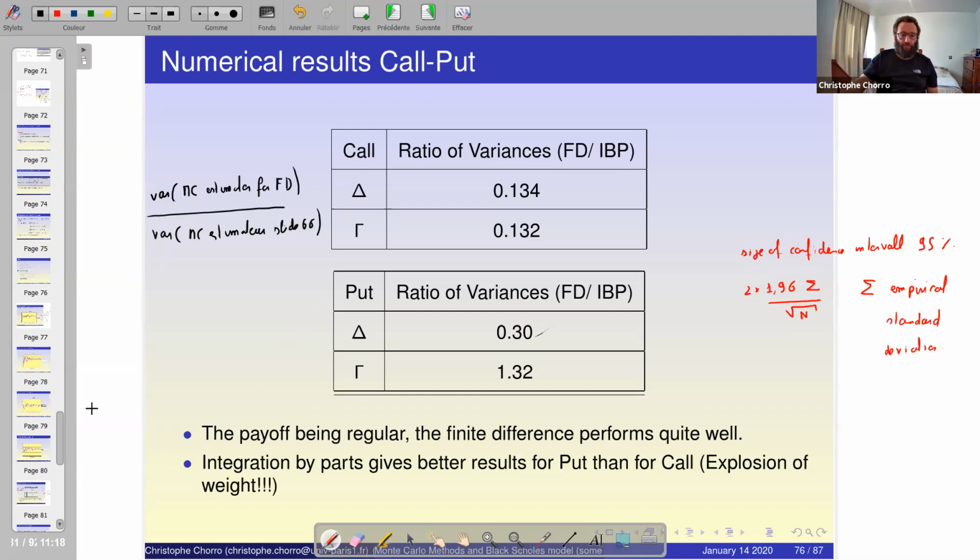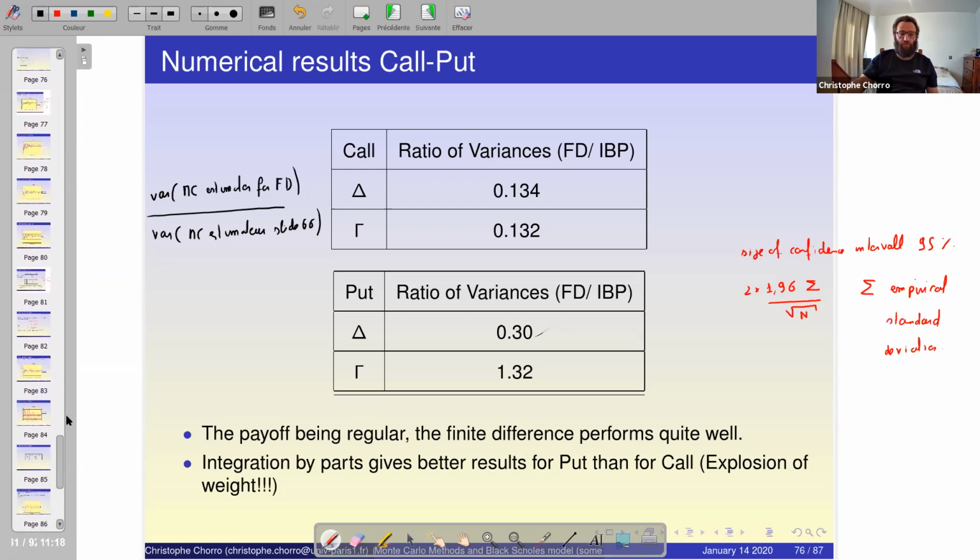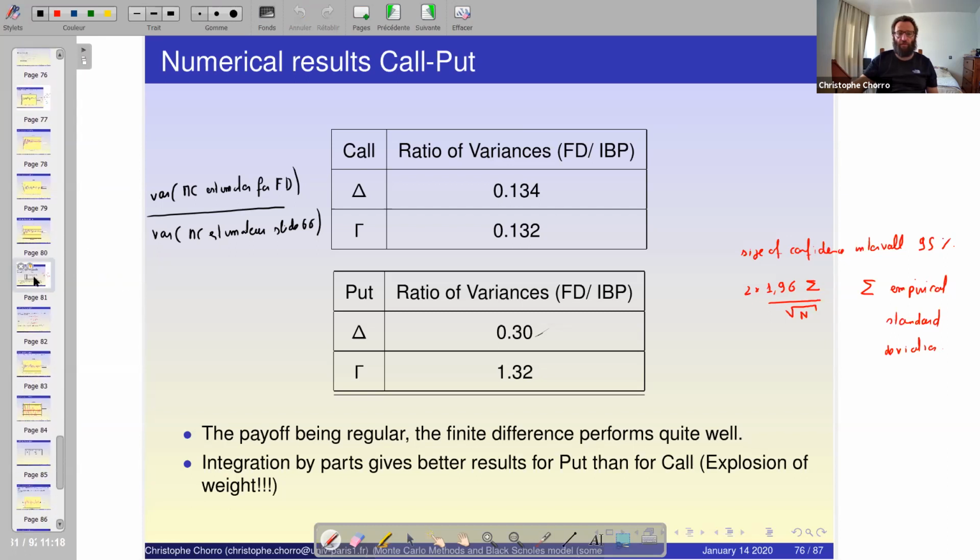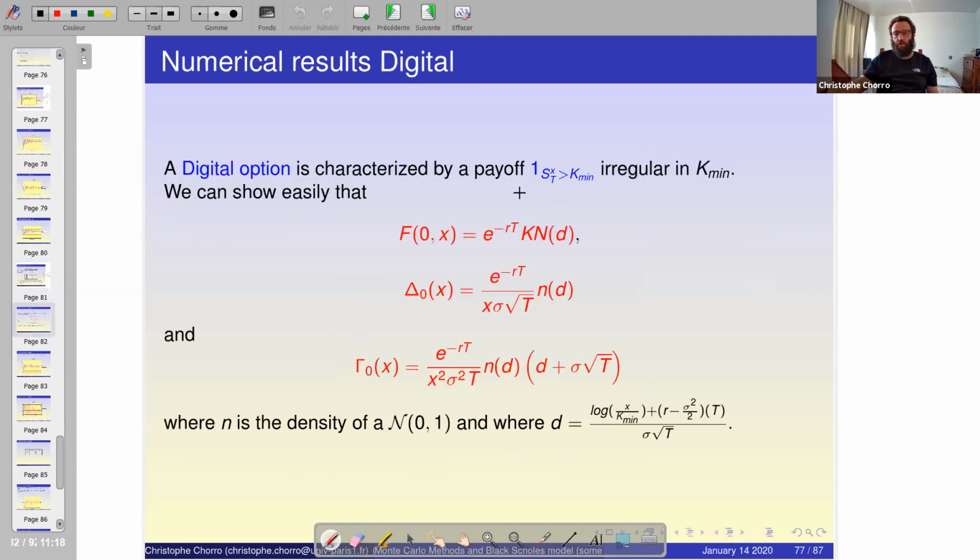Okay, so let's continue. Now, instead of considering a put or a call, we are going to consider a digital option, something of this form, something that pays 1 if you are greater than K and 0 otherwise. What is easy to see is that in the case of the Black-Scholes model, it's very easy to compute the price and the Greeks at time t equal to 0 or even at any time. And I have this closed form expression for the price, the delta, and the gamma at time t equals 0 for this payoff. What do I obtain from a numerical point of view?